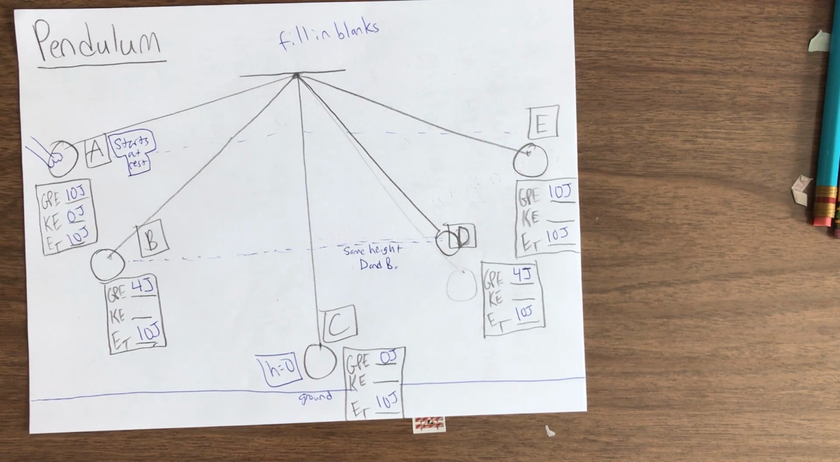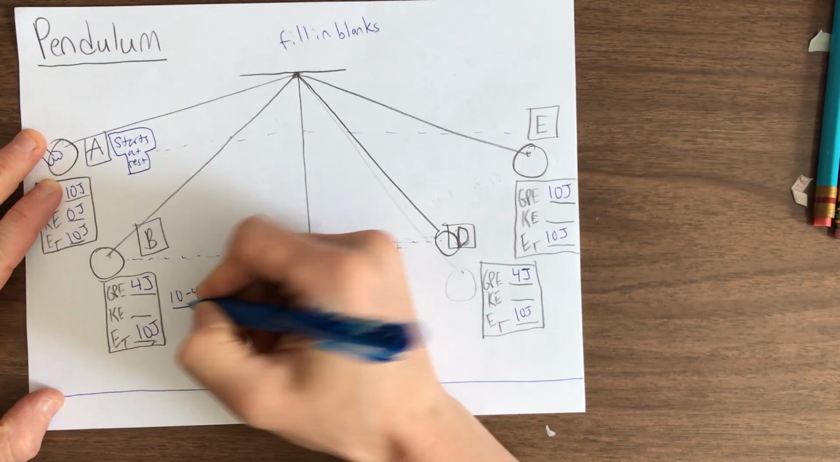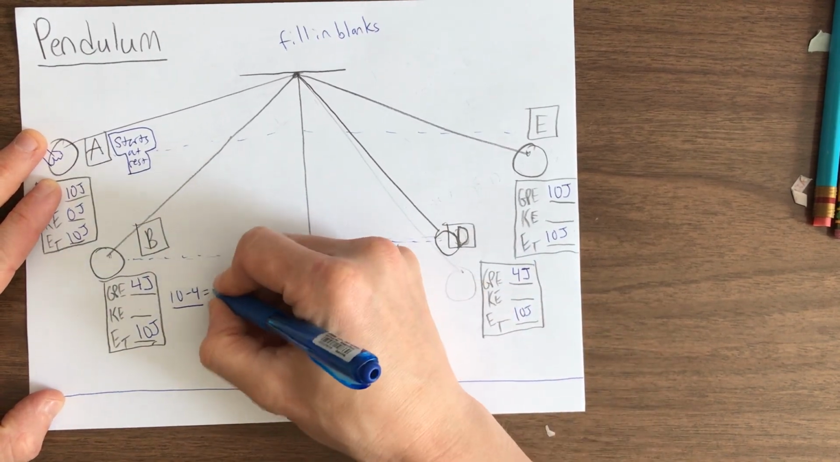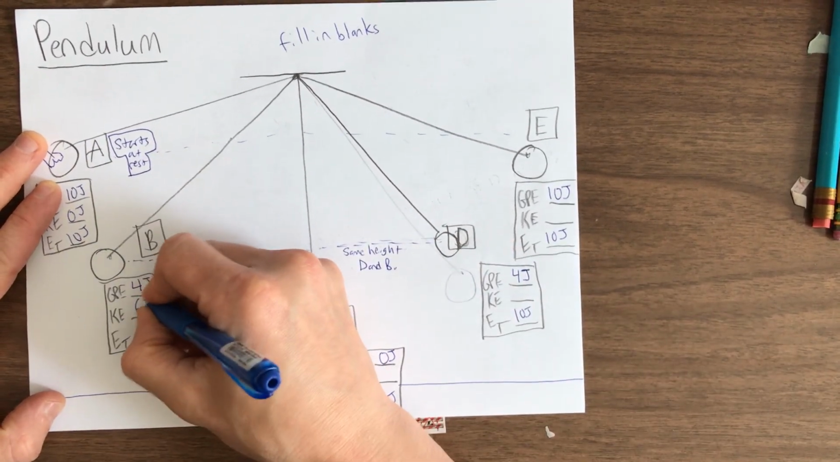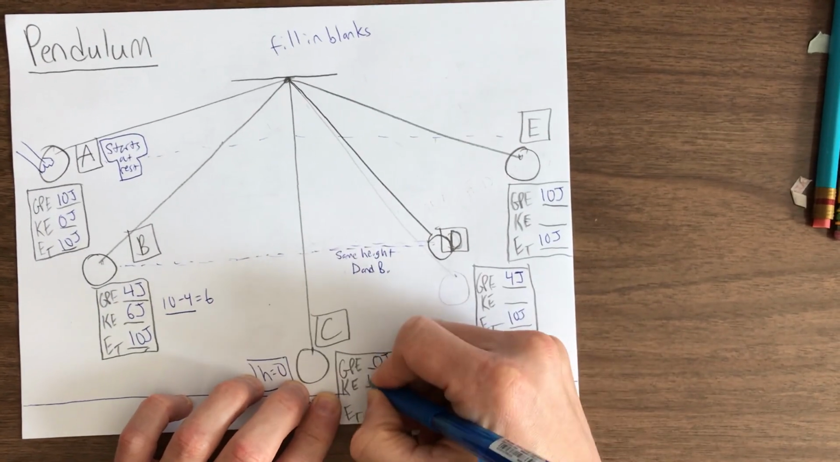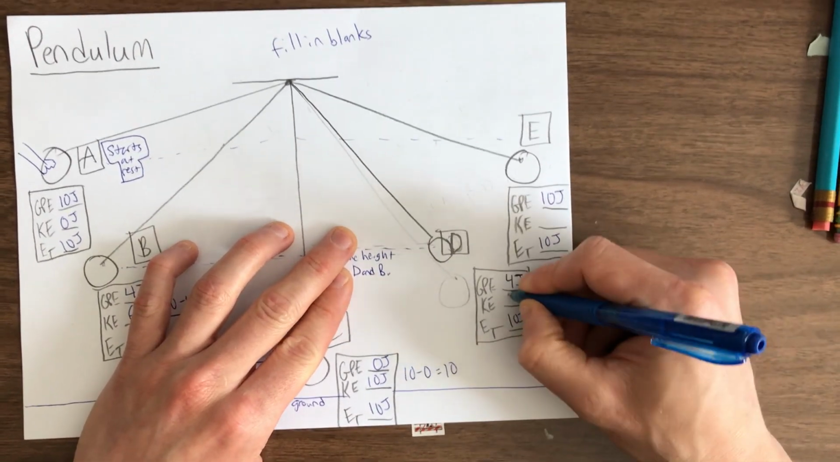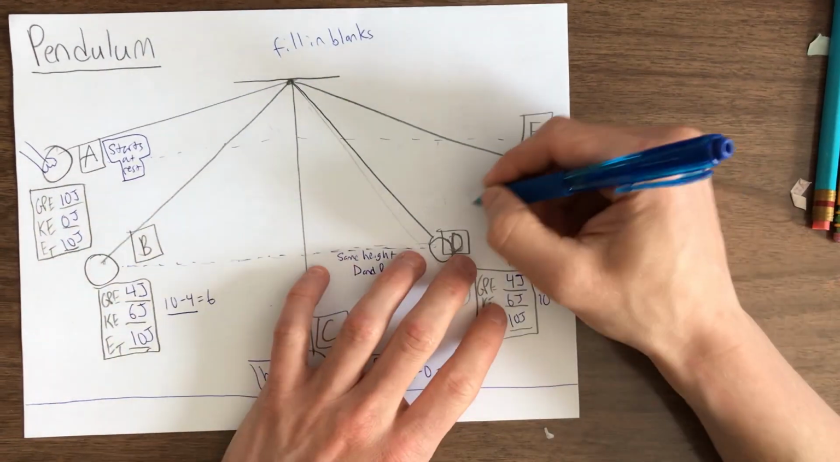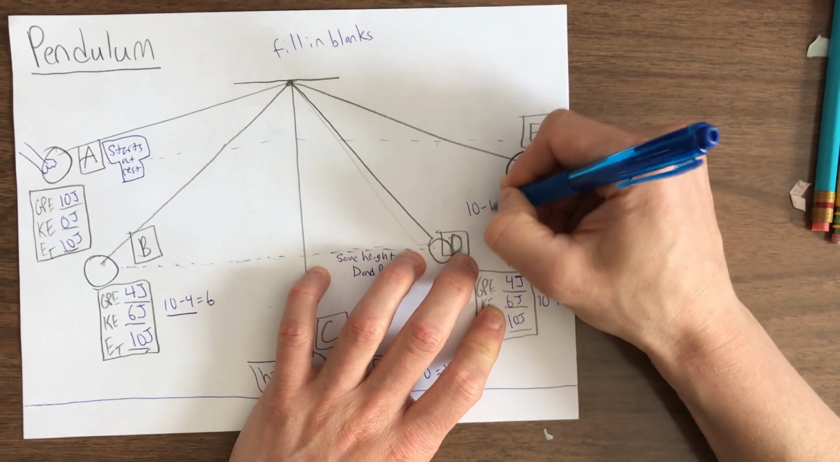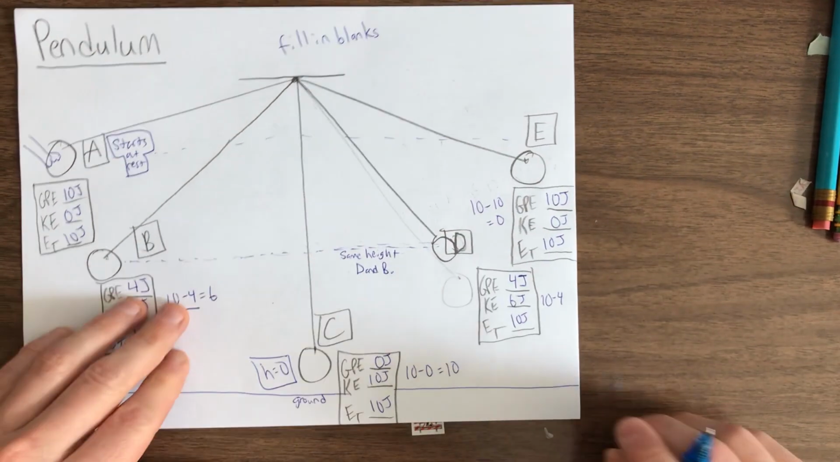All right, so that means that all we have to do is some subtraction to get all the kinetic energies. We could do the total minus the GPE at every spot. 10 minus 4 is 6. 10 minus 0 is 10. 10 minus 4 is 6. And 10 minus 10 is 0. So we filled in all the blanks.